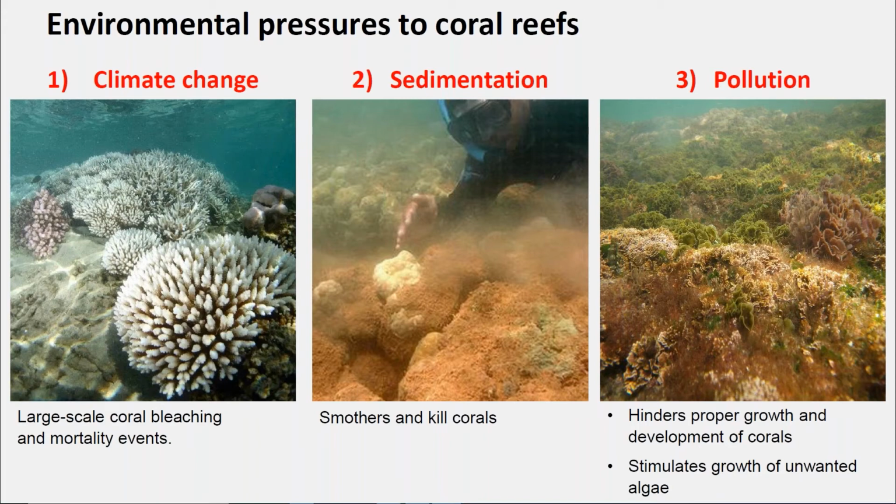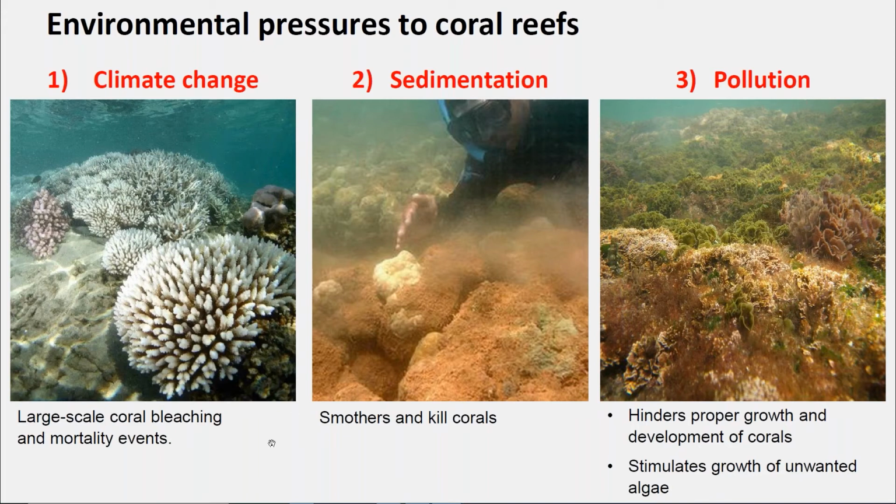The third one is pollution. Normally, pollution affects the water quality, and this hinders the growth of corals. And another form of pollution is through nutrification. Too much nutrients in the water column can cause growth of unwanted algae on the substrate, and this way the algae takes over the space that is occupied by corals, and then we have an algae-dominated reef instead of a coral-dominated reef.